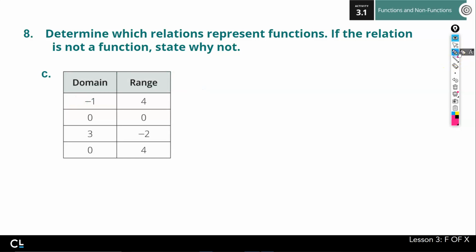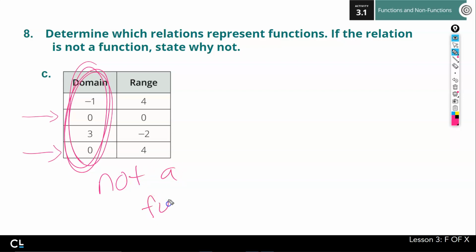C. It's easy to look at the table. Just look at the domain. What do you notice? Your zeros are repeating, not a function. Every value in the domain must be different.